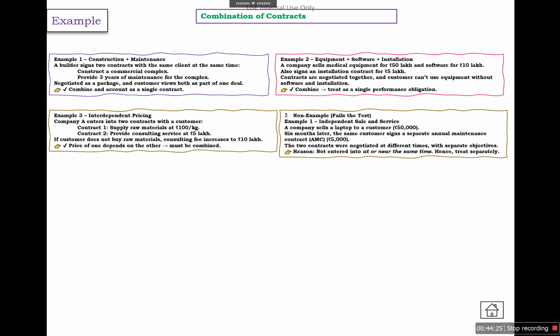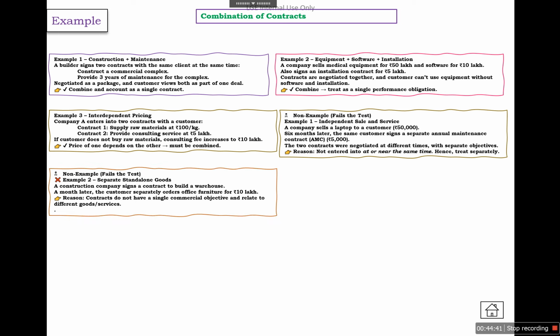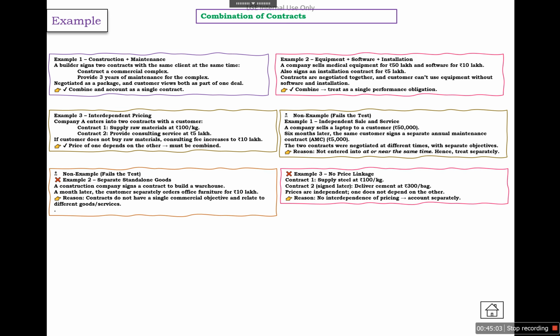So contracts will be combined when it meets either one or more conditions. First is whether it is negotiated as a package. Second is price is interdependent. Third is if it is a single performance obligation. Next example is a construction company signs a contract to build a warehouse. A month later, customer separately orders office furniture for 10 lakhs. So if we look, contracts do not have a single commercial objective and are related to different goods and services, so should not be combined.